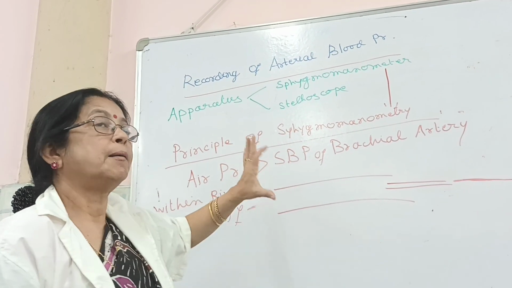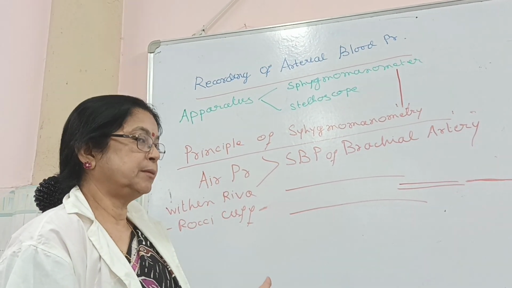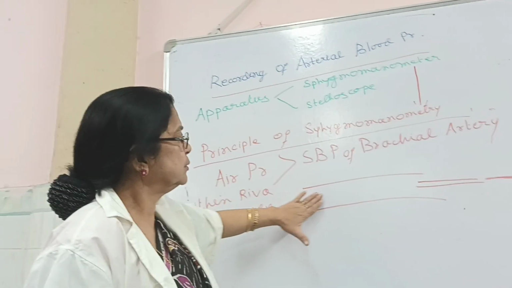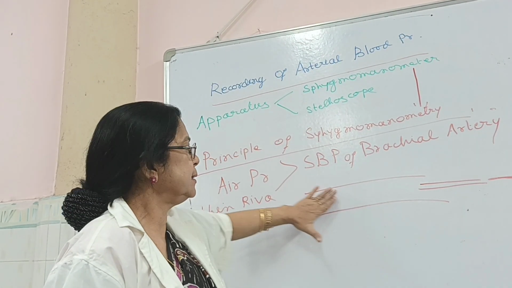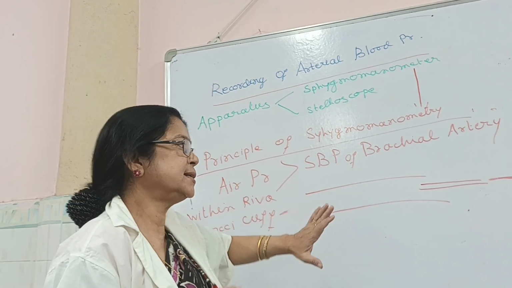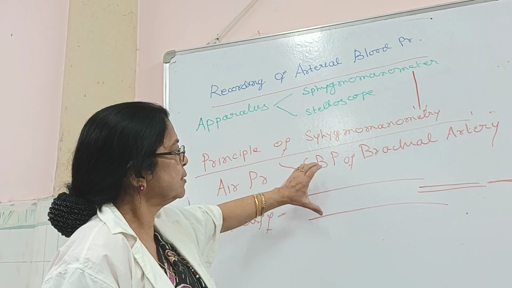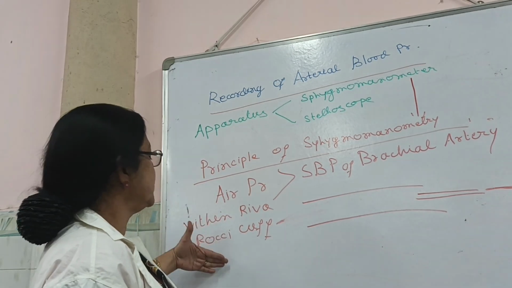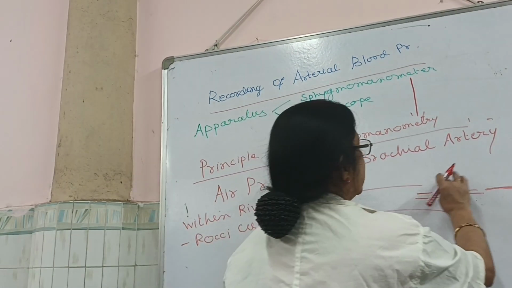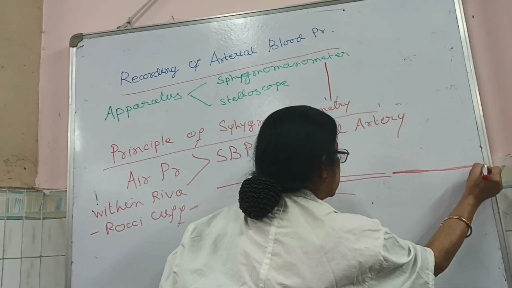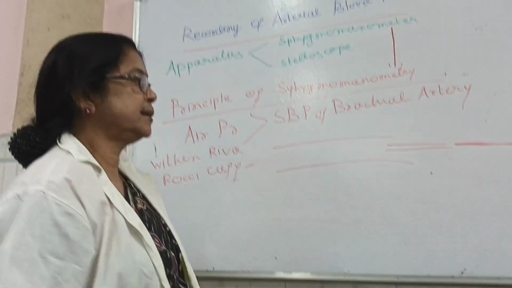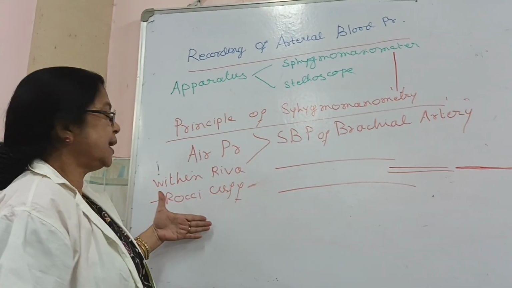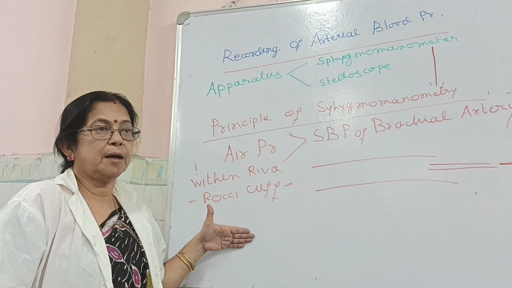So first, in our body, the blood flow is a silent flow. Normal streamline flow is a silent flow, so there is no noise. But when we give air pressure to the cuff, the artery gets constricted. Ultimately, there is total stoppage of blood flow through the brachial artery, because the air pressure is more than the systolic blood pressure.